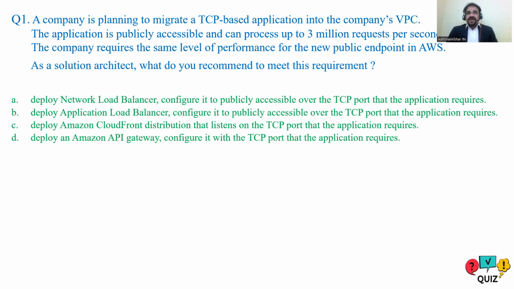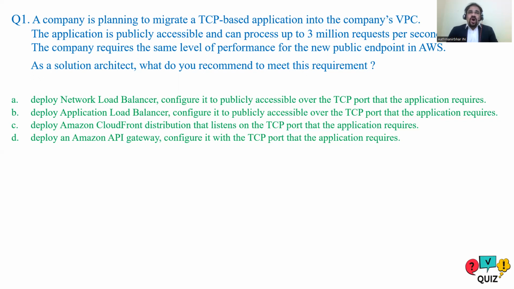Option A is network load balancer configured to be publicly accessible over the TCP port that the application requires. Obviously, this should be our first choice because network load balancer is made to work with both TCP as well as UDP. Let's also examine other choices that we have and see whether they go well with our requirement or not.